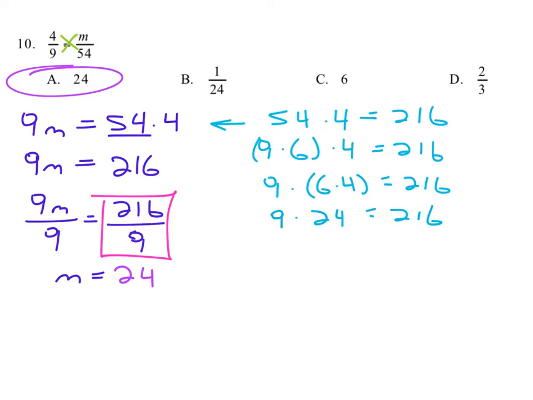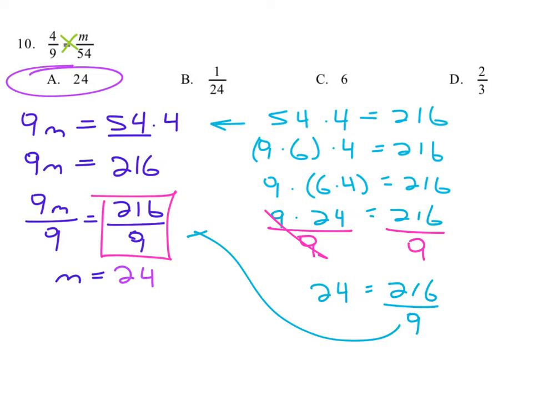In fact, let's do that. This is what I mean. I'm going to divide both sides by 9, like that, to cancel that out. And then you can see that 24 is equal to what we got as a product of those two numbers divided by one of them. And you can see that that's there, and its resulting amount is there.